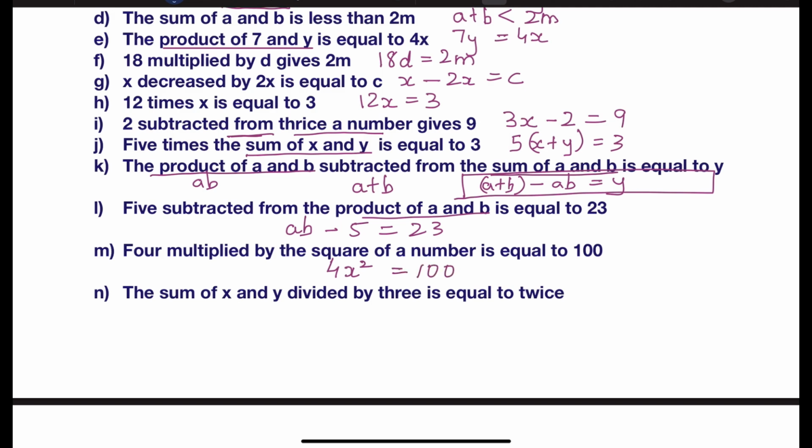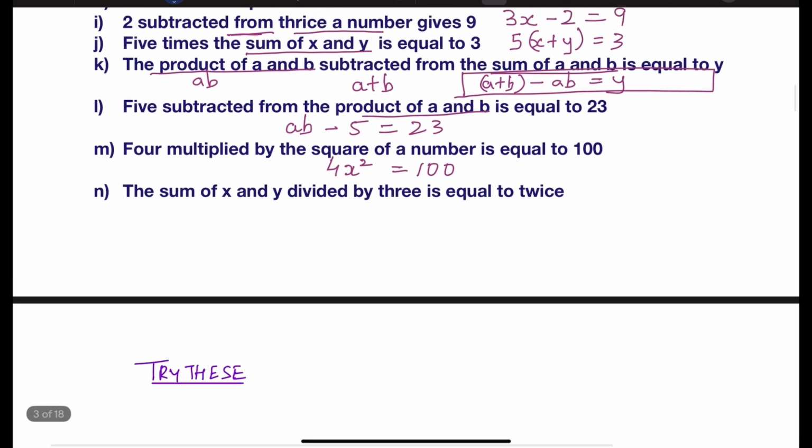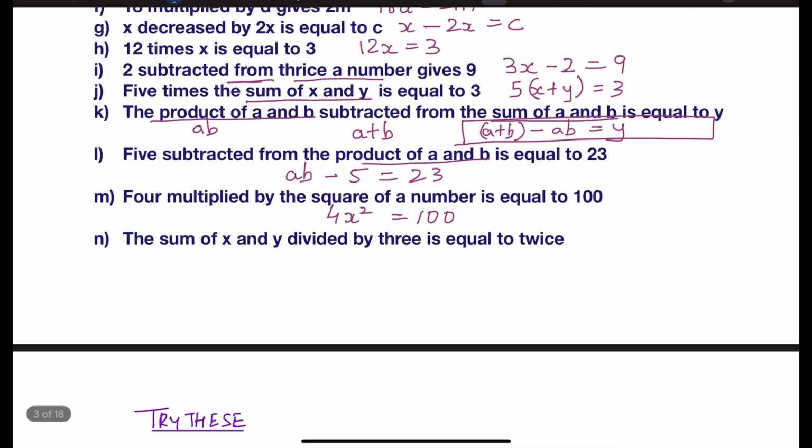The last one. The sum of x and y divided by 3 is equal to twice... So let me just write, is equal to twice x. Sorry, the question was incomplete. The sum of x and y divided by 3. Okay, the sum of x and y divided by 3 is equal to twice x.